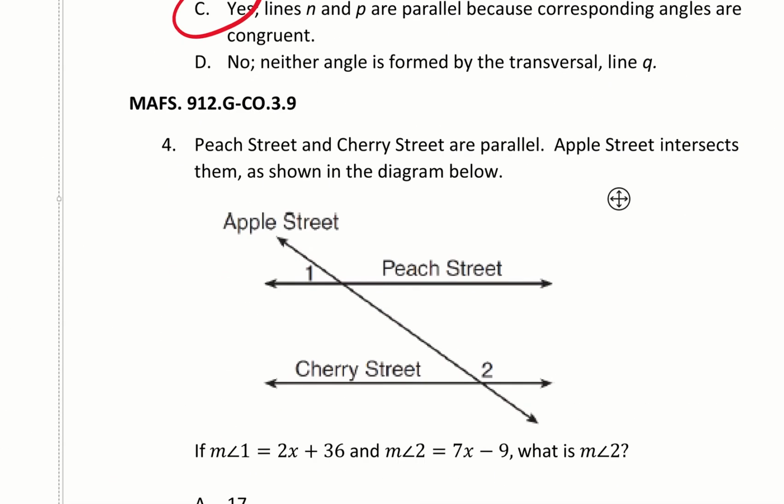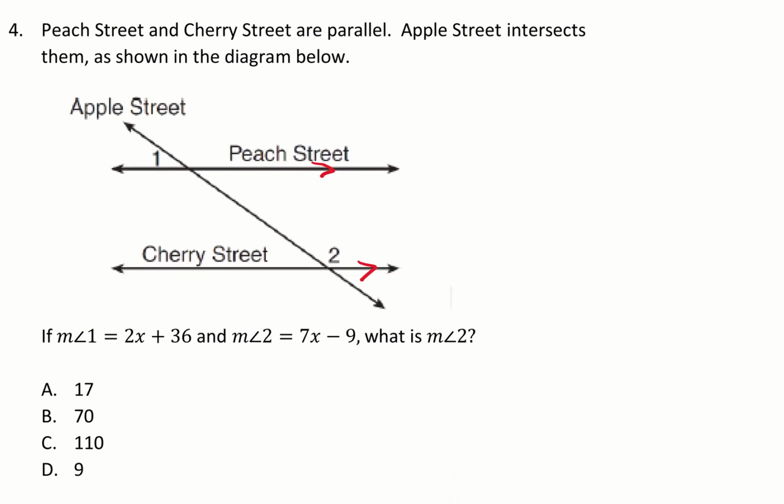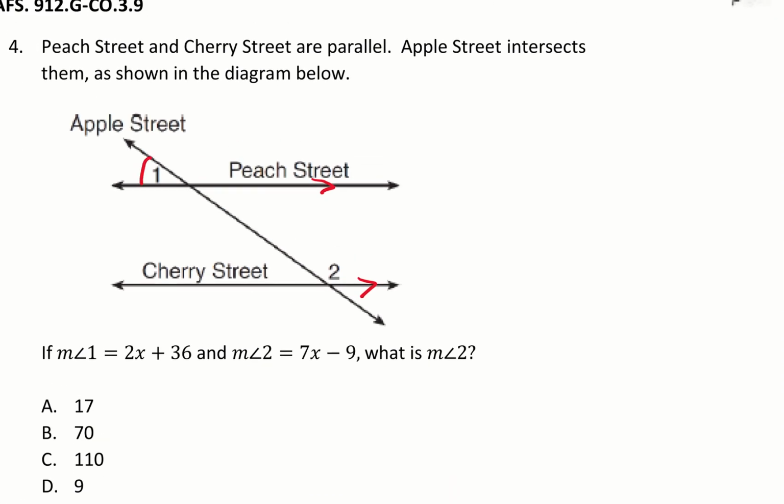All right, so next one. Peach Street and Cherry Street are parallel. Apple Street intersects them as shown in the diagram below. Measure of angle 1 is 2x plus 36. Measure of angle 2 is 7x minus 9. What is the measure of angle 2?